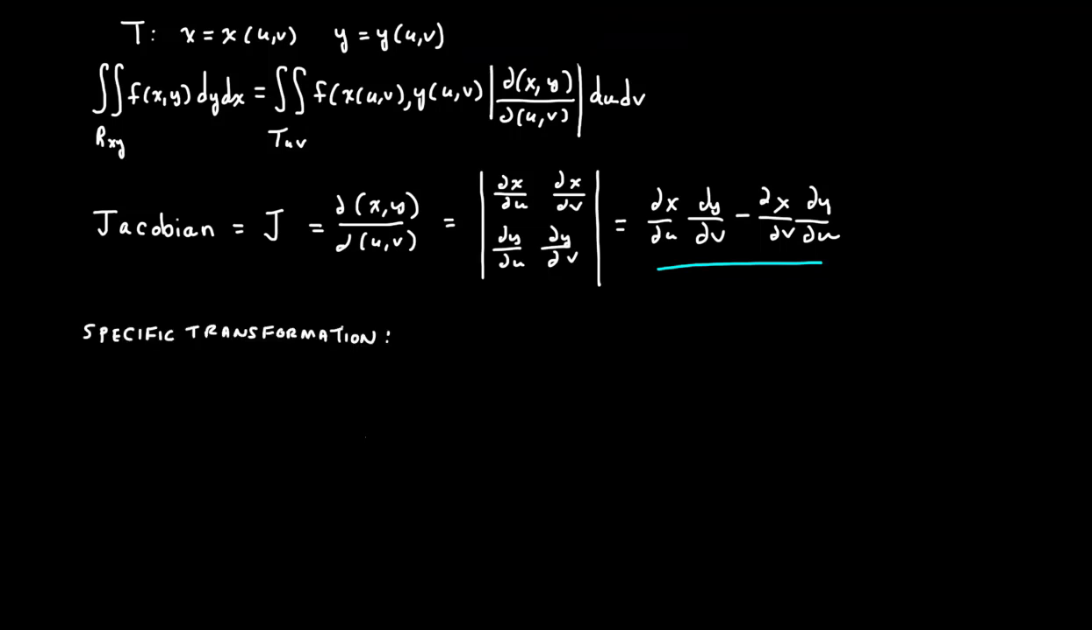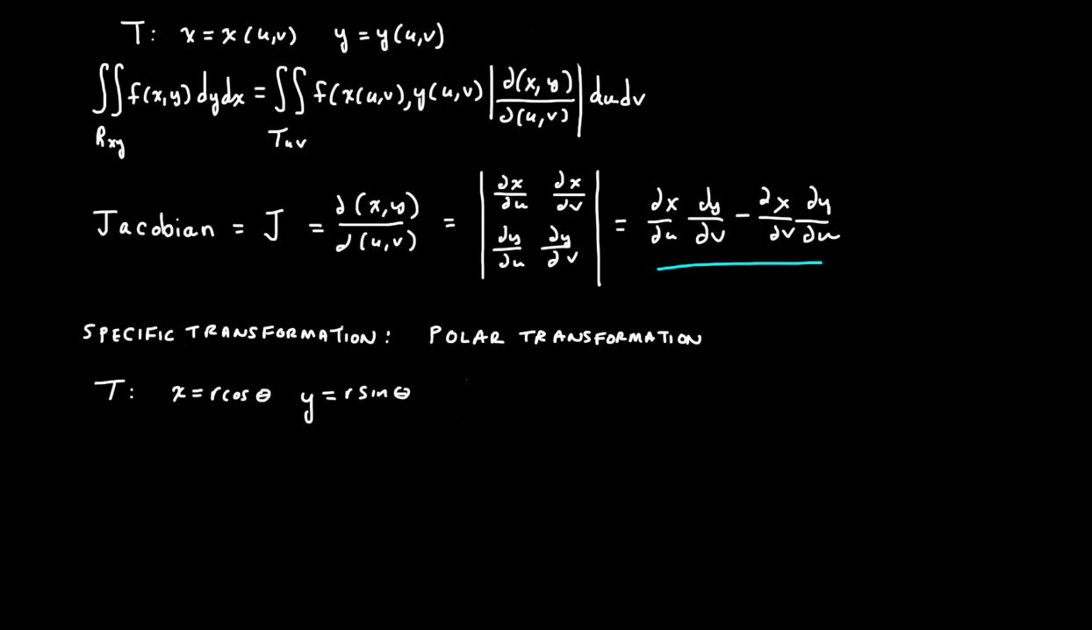Now, before moving on, I want to talk about a specific transformation. One is very common, which is a polar transformation. Now, this polar transformation is something that we've done several times. The T is for transformation. x equals r cosine theta. See, we're converting x into terms of two different parameters, r and theta, and y is r sine theta.